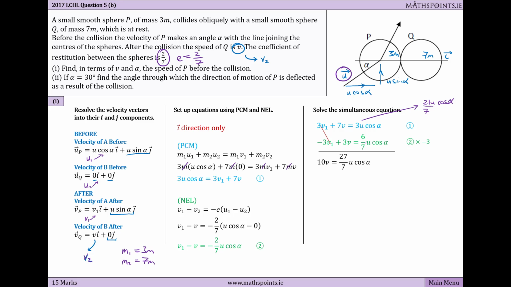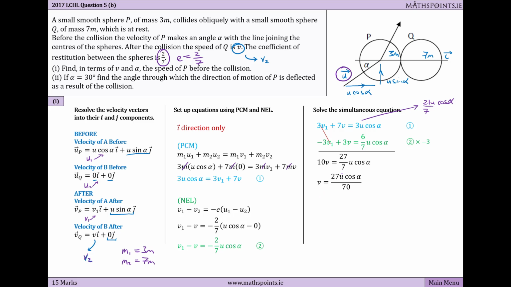And if we add that to 6/7 u cos alpha, we get 27/7 u cos alpha. Dividing both sides by 10, we then get that v is equal to 27 u cos alpha divided by 70. Now again, we're being asked to solve for u.